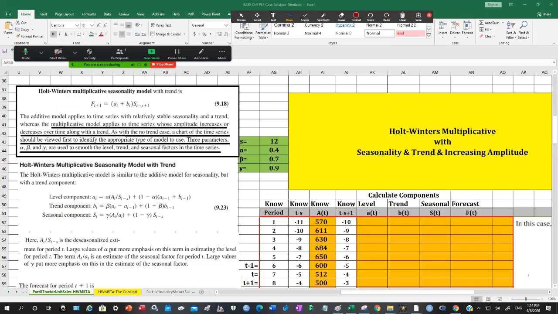This ratio here, this is uppercase A of T, which we can write this way. This is the actuals. These are the given numbers, the given data, the actual tractor unit sales. This ratio right here of the actuals divided by seasonal is called the deseasonalized estimate for period T.